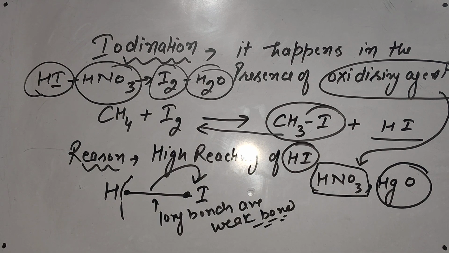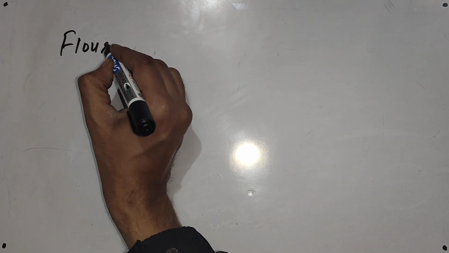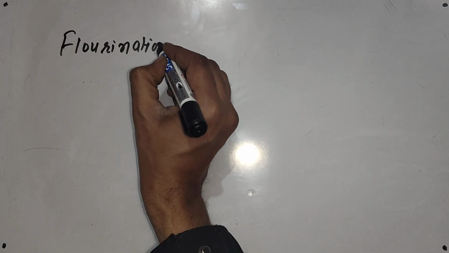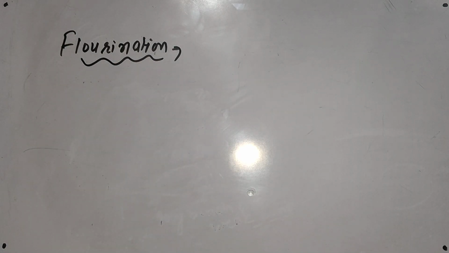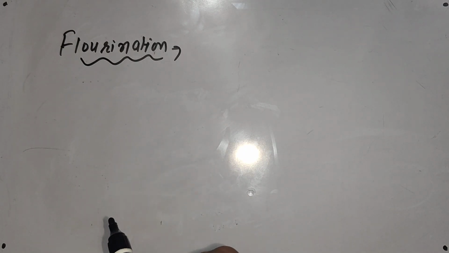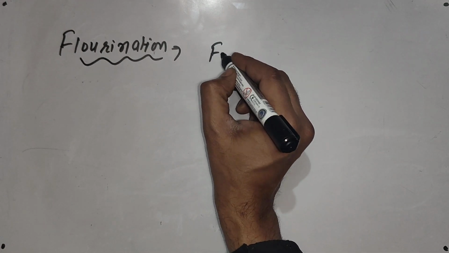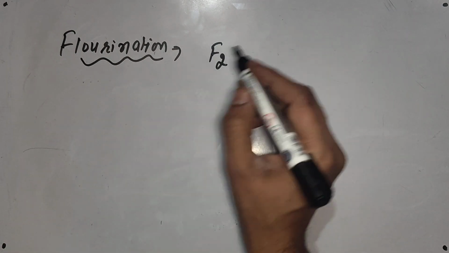Now in fluorination, what is the important point? Let's check. Like in chlorination, we are using chlorine directly. In bromination, we are using bromine directly. In iodination, we are using iodine directly. But in fluorination, we can't use fluorine directly. Reason.